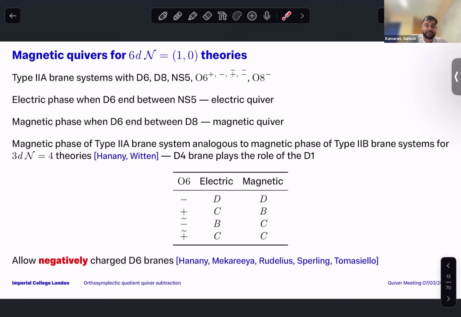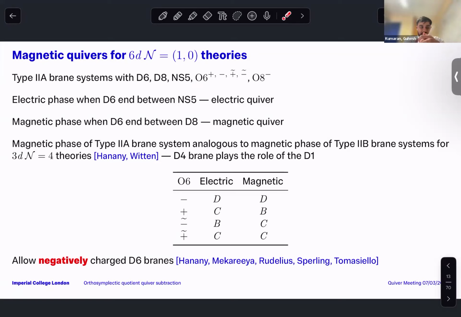As I said, we'll be using Type IIA brane systems, and there's a whole cast of characters that we'll see here. The most basic are the D6 and D8. So the D8 will play the role of some heavy branes, and D6 being like ones that end between them. You can also have NS5. And because we're feeling particularly ambitious today, we're going to introduce a host of O6 and O8 planes as well. Okay.